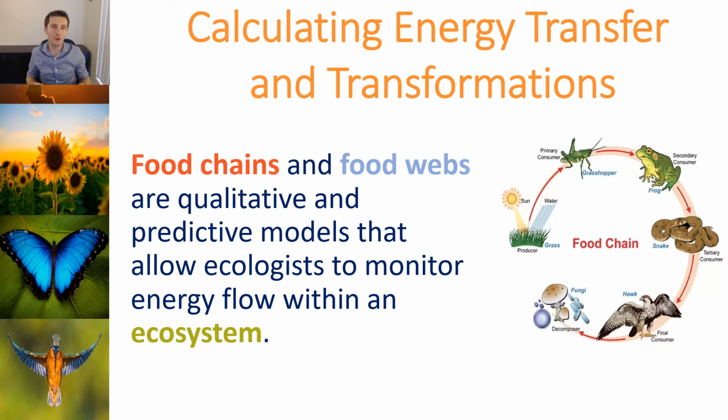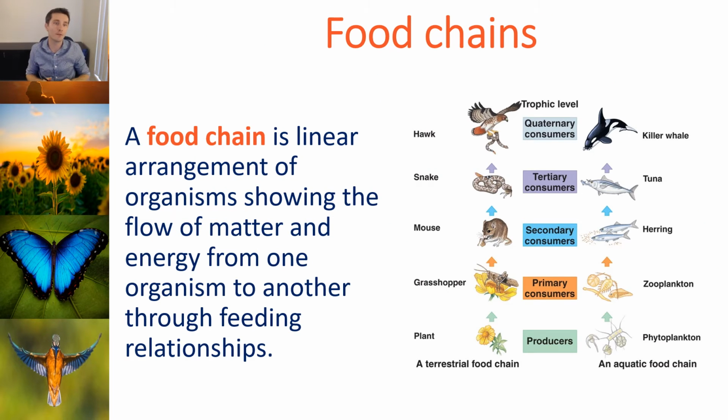When we consider food chains and food webs, they are basically qualitative and predictive models that allow ecologists to monitor energy flow within an ecosystem. When I say qualitative, think literature, words. This is different to quantitative, which uses numbers or a numeric way. So let's look at the difference between food chains and food webs.